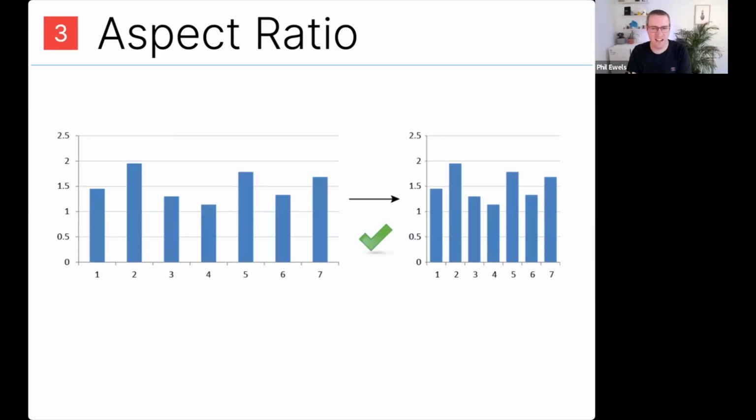Right, this one's okay, right? The text has not been squashed. And there's nothing wrong with squashing the axes, bringing them closer together here, because the aspect ratio for this graph is not important. You got away with this one.